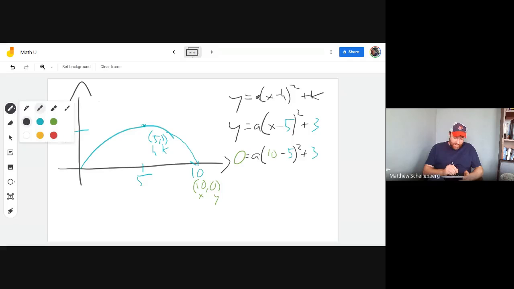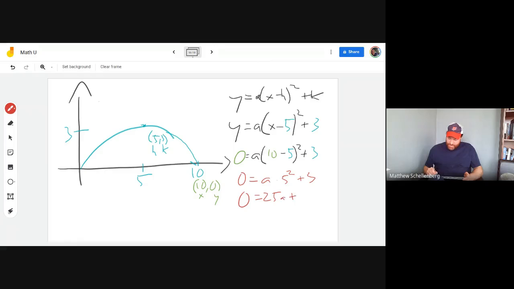So I'm just gonna use a different color just because I'm tired of switching colors all the time. 0 equals a times 5 squared plus 3. So in other words, 0 equals 25a plus 3. Subtract 3 on both sides. Minus 3 is 25a. Divide both sides by 25, and we have minus 3 over 25 equals a.